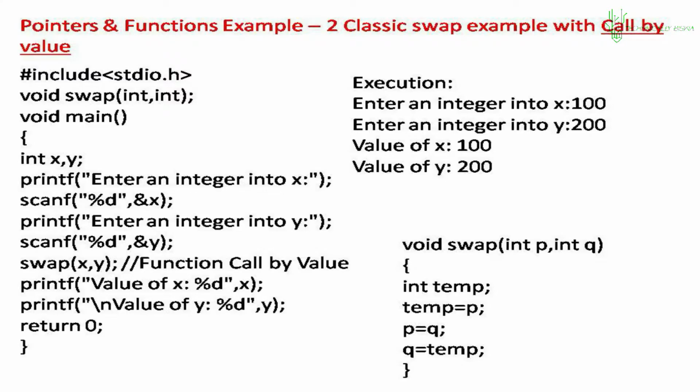Swap function has two variables of its own, p and q. So obviously p will receive the value 100 and q will receive the value 200. Got it? Now you have a variable temp inside the function. You said temp equal to p, p equal to q, q equal to temp. Mind it, when you are doing this, where you are changing the values, let's look practically on the board at what you are doing.